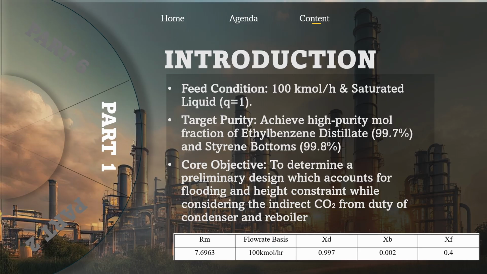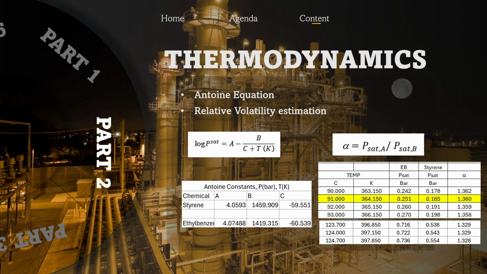The core objective of this project is to determine a preliminary design which accounts for flooding and height constraint while considering the indirect carbon dioxide from duty of condenser and reboiler. The separability of the binary mixture of ethylbenzene and styrene has been done through relative volatility estimation using thermodynamic equations such as the Antoine equation, where the relative volatility ranges from 1.36 to 1.32, calculated using the partial pressure of ethylbenzene and styrene. This proved that the mixture is separable.